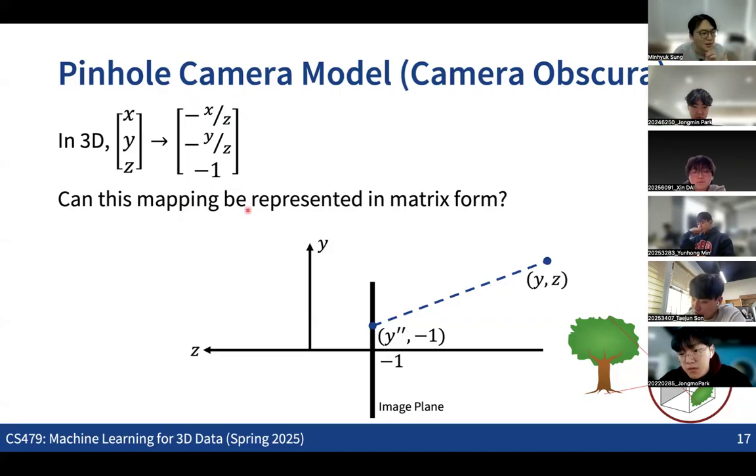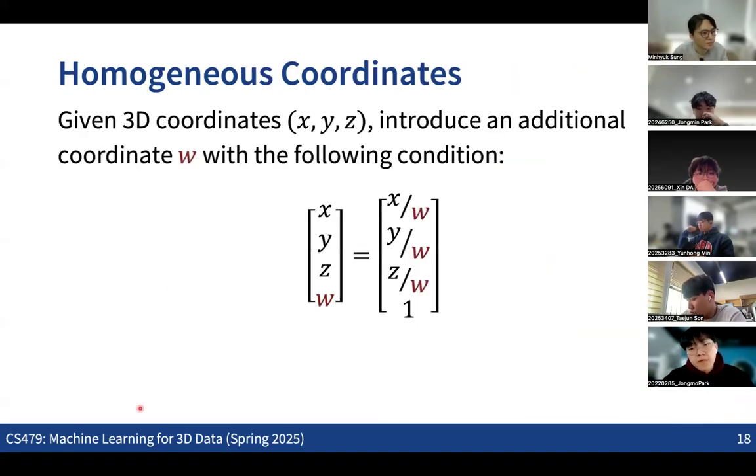Very simple. But here the question is how can you also represent this function in matrix form? We are going to see how we can represent all of this in matrix form, in a way that makes the calculation much easier and more compact. For that, we are going to discuss the homogeneous coordinate system.